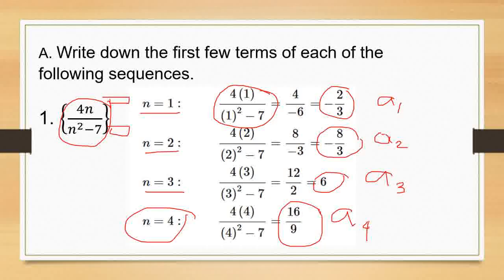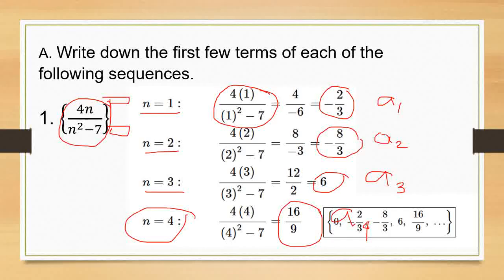Hence, this is our sequence. These are our sequence terms: negative 2/3, negative 8 over 3, 6, 16 over 9, and so on and so forth.